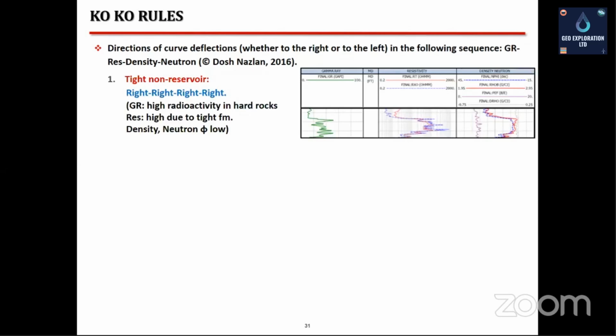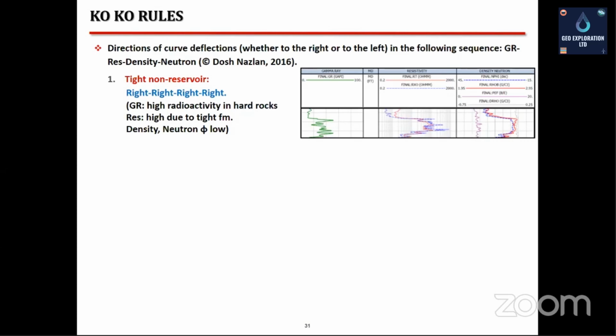The first rule is that for a tight non-reservoir, the deflections will be right, right, right and right. Gamma ray will deflect to the right because in hard rocks, radioactive content is high and hence gamma ray readings will be high. Because the formation is also tight, the resistivity will be high, whereas the density and neutron porosities will be low.